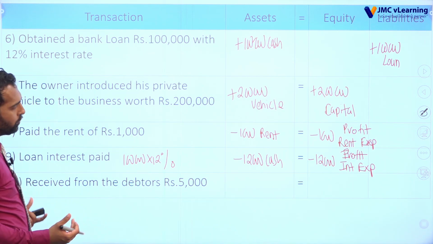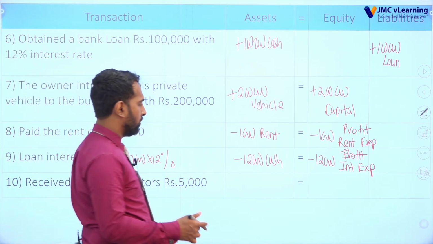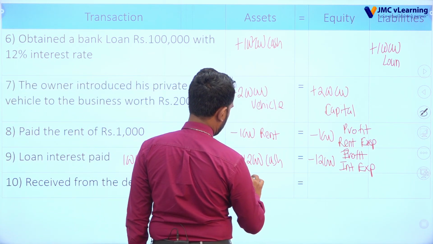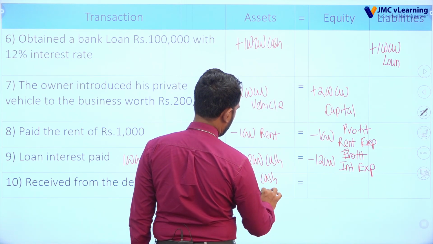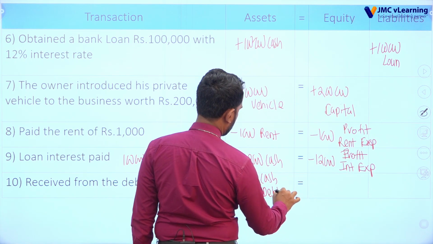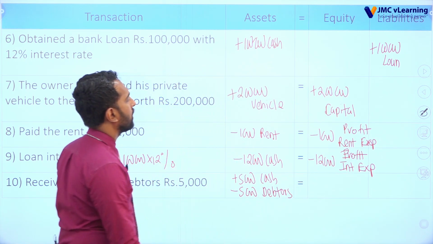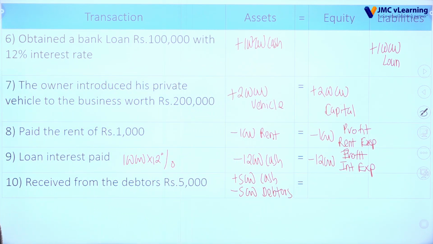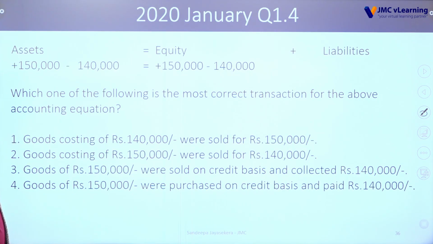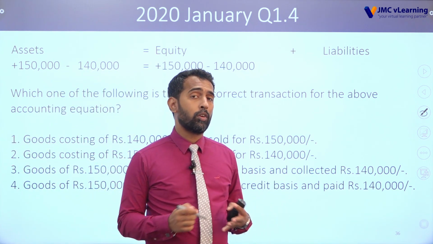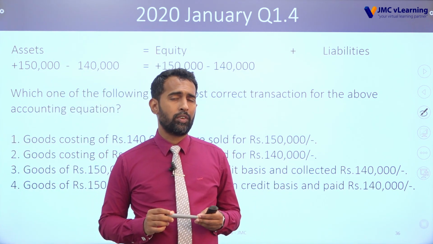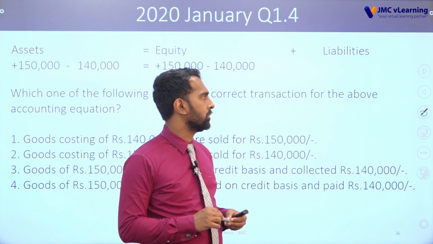Receive from the debtors rupees 5,000. When you are receiving money from the debtors, cash will increase and the debtors will come down by 5,000. Right. So we have done 2 questions with a number of adjustments. Let's try to do some past paper questions.